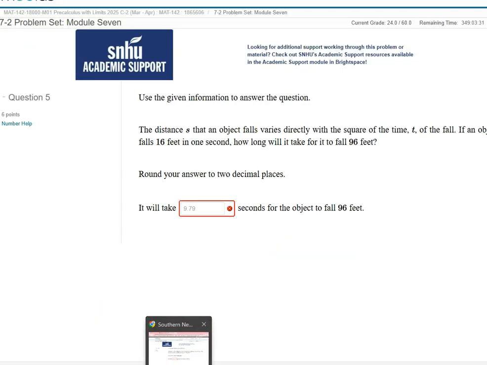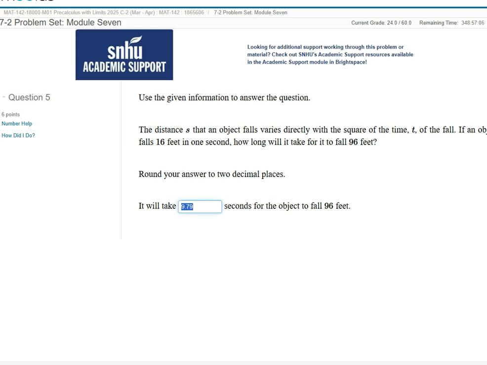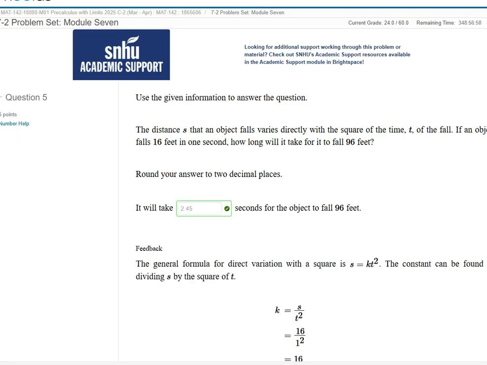See, I did this earlier and got it wrong because I made that mistake of sticking in 96, and I just almost did it again. 2.45. How did I do? There we go. And that is question number 5. We are halfway there because there's only 10 questions on this.